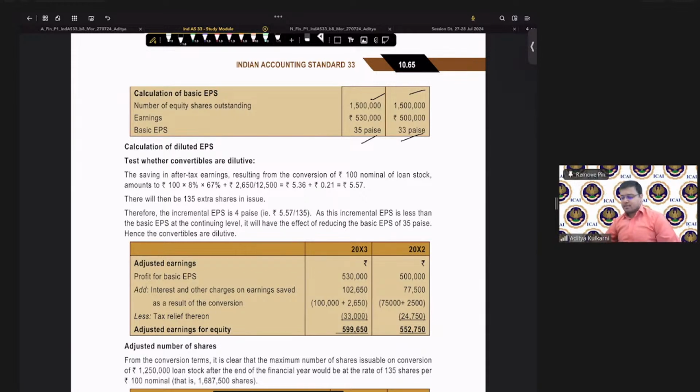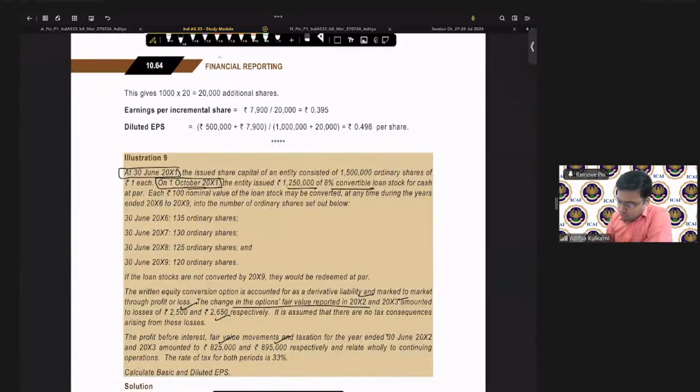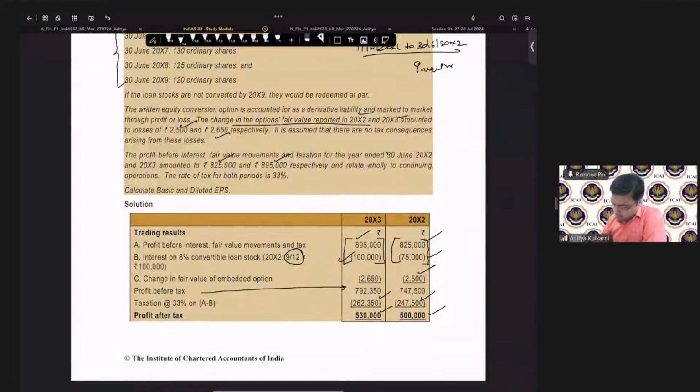Are we okay with this? Yes, are we okay with basic EPS? 9 months, right? Because see, it is issued on 1st October 20x1 and the year end is 30th June. So 1st October 20x1 to 30th June 20x2. First year, 9 months. It is 9 months for this. Here it is 1 year.